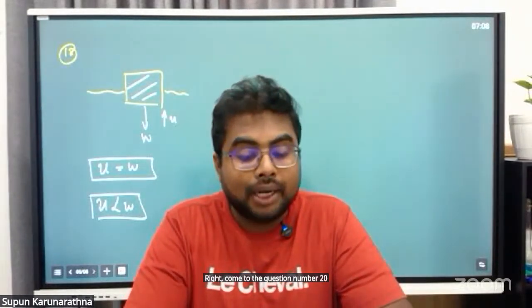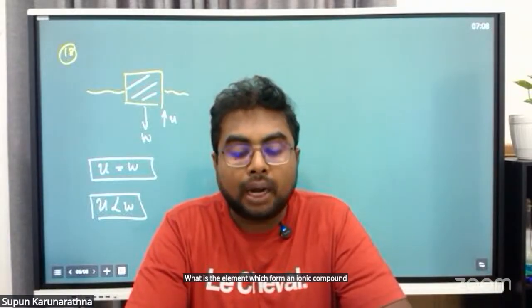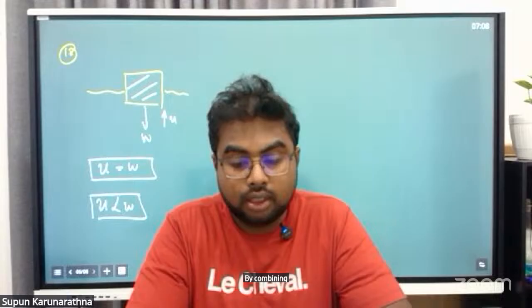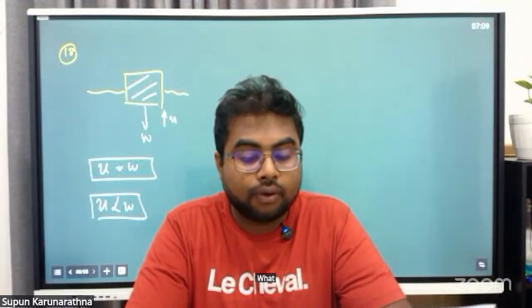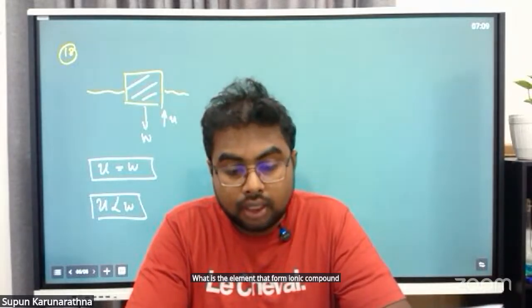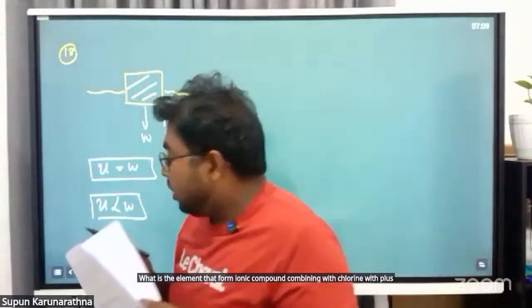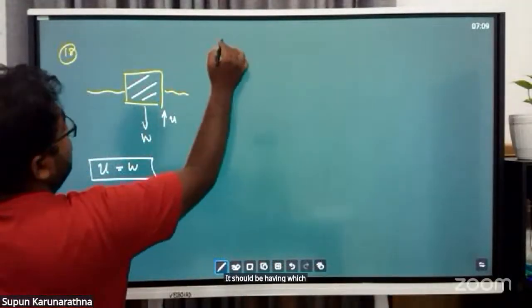Right. Come to question number 20. What is the element that forms an ionic compound by combining with chlorine with a +2 charge? It should have which charge? +2 charge.